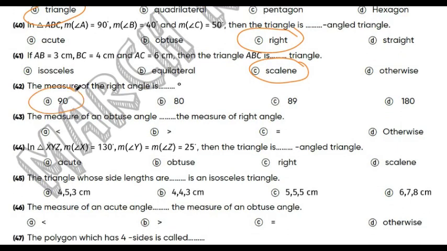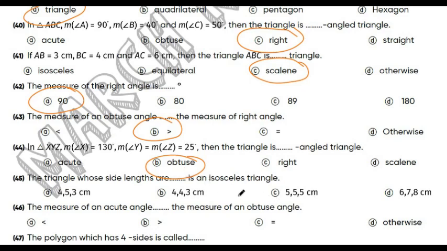The measure of an obtuse angle compared to the measure of a right angle is greater. It is more than 90. If we have 130 and the 2 other angles are equal, y and z both are 25, the triangle here will be obtuse. Why? Because 130 is greater than 90.